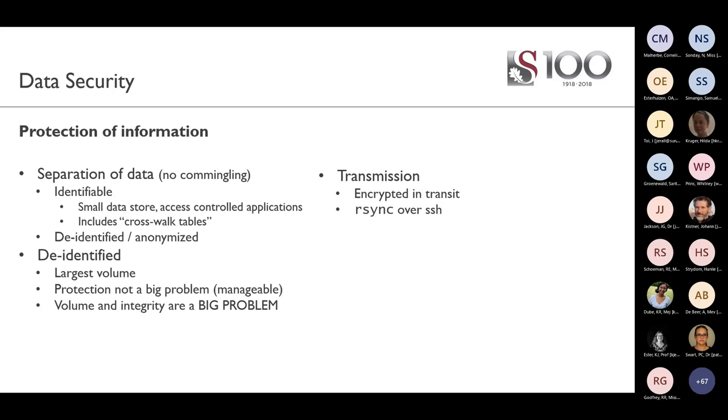Our de-identified data, as I said, is our largest volume data. So protection in that sense for the privacy content of the data is not a big problem, it's manageable. But the volume and integrity are the biggest problem. And then we typically use transmission not through the common tools. We use transmission that's encrypted in transit. My favorite is rsync over SSH. Rsync allows you to resume transmission of large files. We do that even for de-identified data so that nothing is transmitted in the clear.